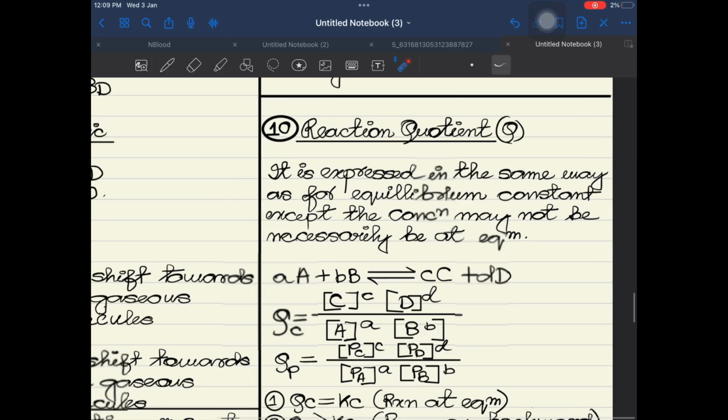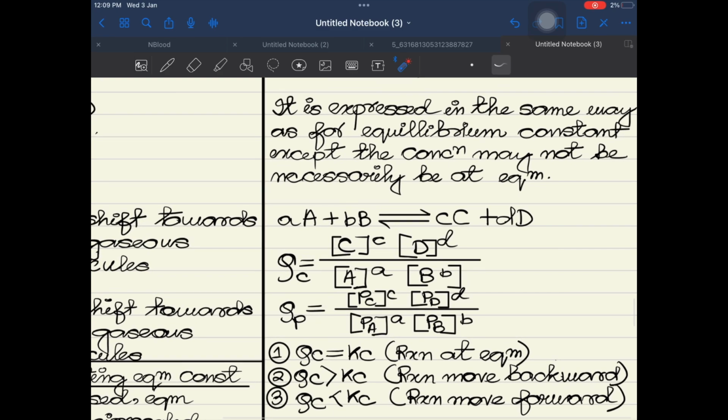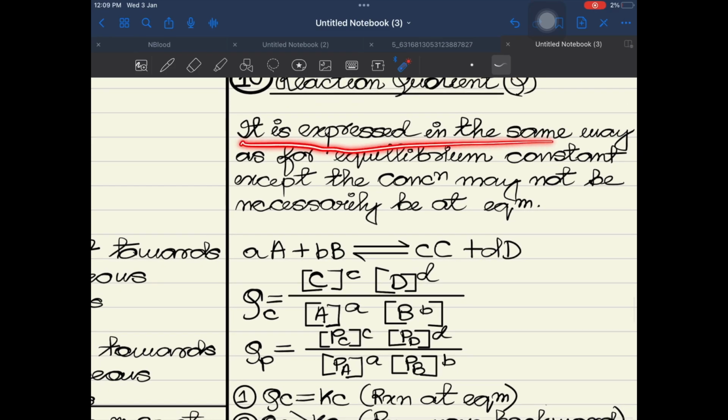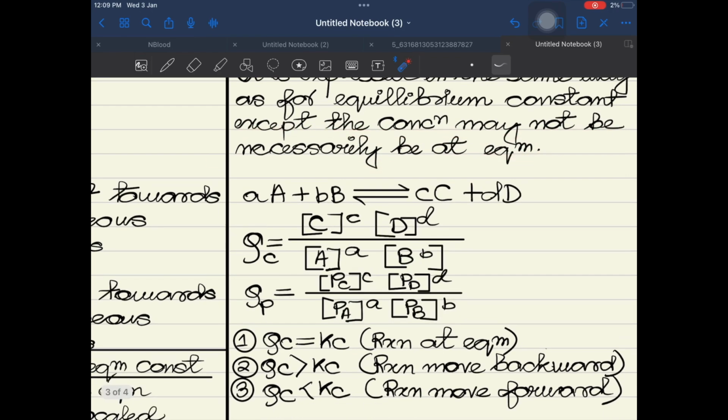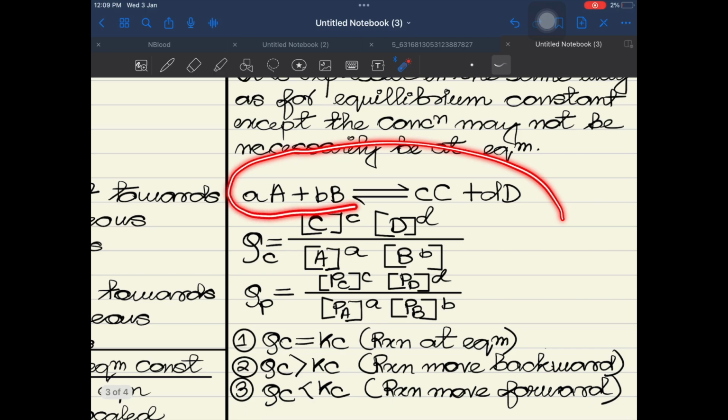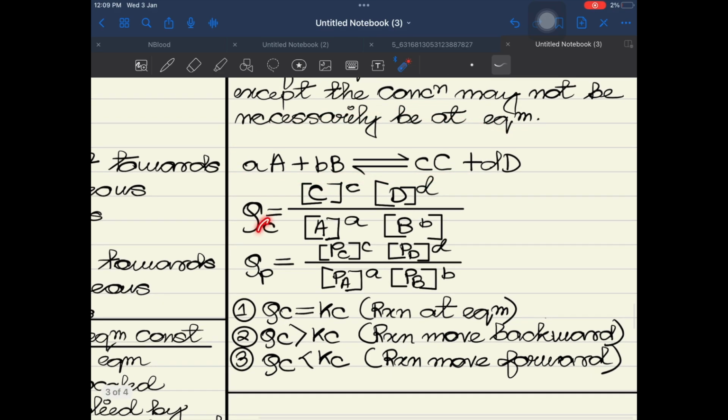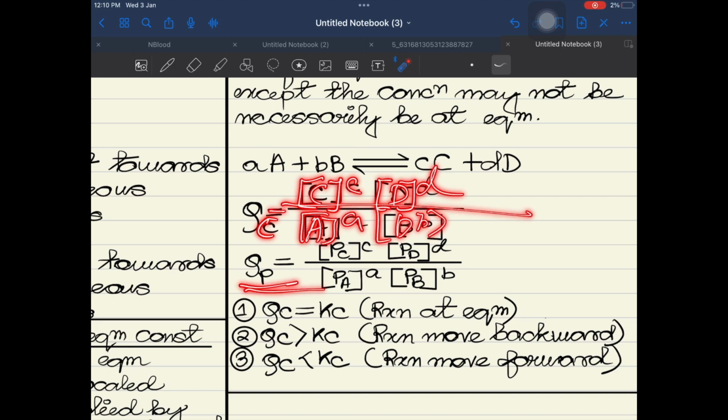Now the last point, that is the reaction quotient. So what is the reaction quotient? It is expressed in the same way as the equilibrium constant, except the concentrations may not necessarily be at equilibrium. So let us consider a reversible reaction. So Qc will be the same as Kc: concentration of C raised to the power c, concentration of D raised to the power d, divided by concentration of A raised to the power a, concentration of B raised to the power b. Qp will be the same with partial pressures. This is in terms of active mass, and in terms of pressure, Qc and Qp.